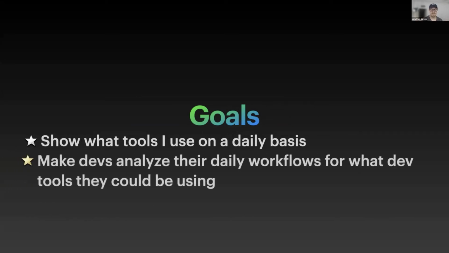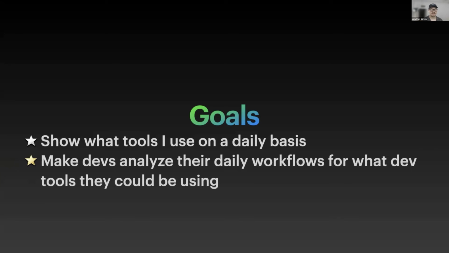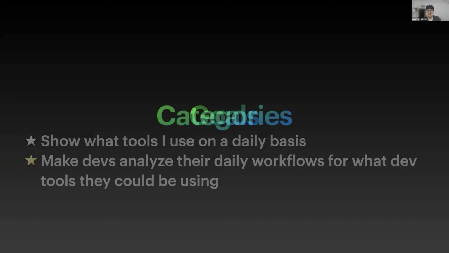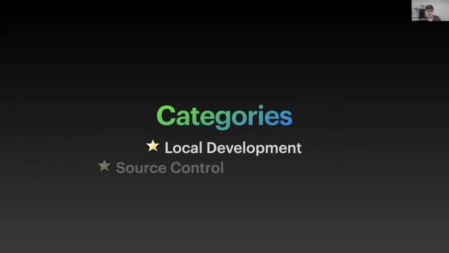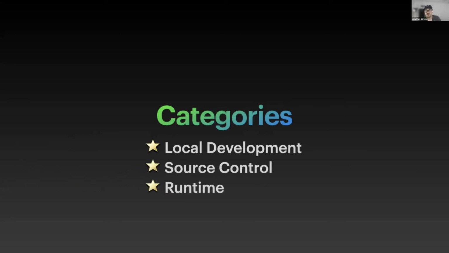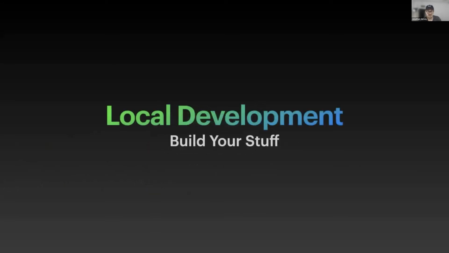But I also want everyone to just analyze the way they write software, think about how they could optimize it, and see if there are any tools out there that can help them. So we're going to go in 3 categories here. We're going to have tools for local development, tools for source control, and tools for the runtime. I ran through this like 5 times and it was just seconds under 10 minutes, so I'm gonna have to go fast. All right, we're gonna start with local development.